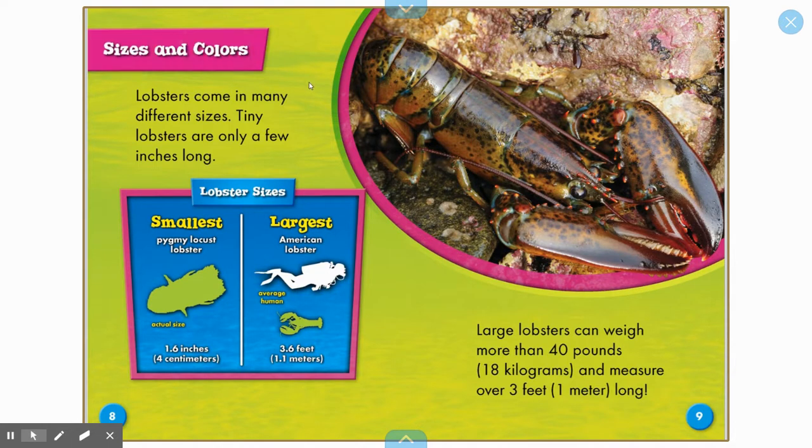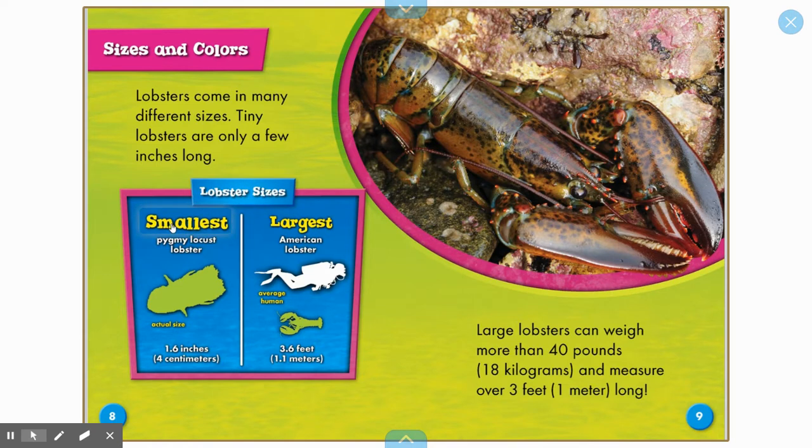Sizes and colors. Oh, another heading. Lobsters come in many different sizes. Tiny lobsters are only a few inches long. Large lobsters can weigh more than 40 pounds, 18 kilograms, and measure over 3 feet, 1 meter long. I see another text feature on this page, which is a chart. Now, this chart shows us the sizes of lobsters because it's titled Lobster Sizes.